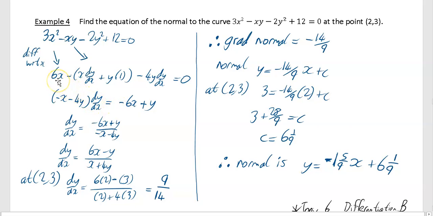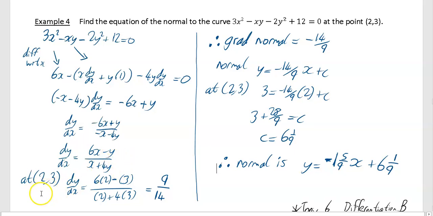Then fire your minus 6x across, it becomes minus 6x, and just be careful, that's minus y going across, so it becomes plus y. So you have dy by dx equals minus 6x plus y all over minus x minus 4y. So there's more things negative than positive here, so multiply the top and the bottom by minus 1 to give you 6x minus y upon x plus 4y. It's not a necessary step, it just makes it a wee bit tidier.